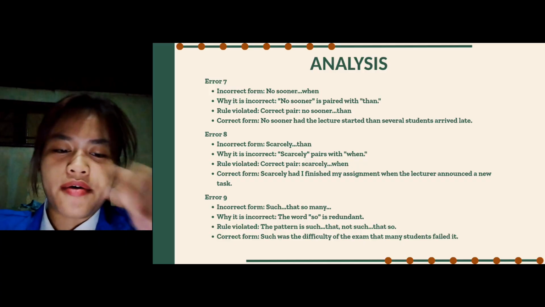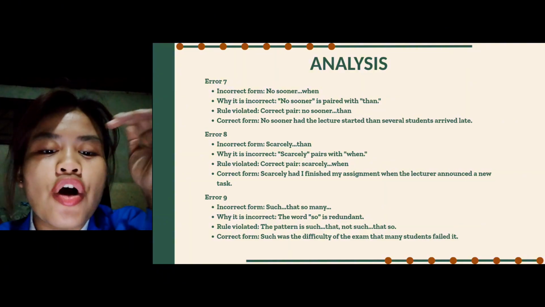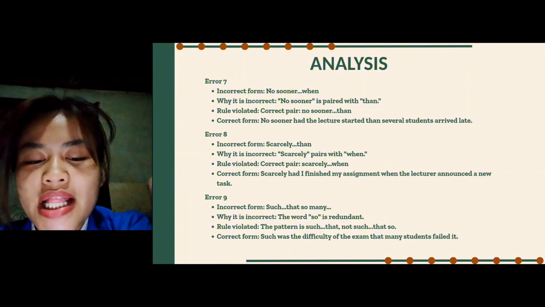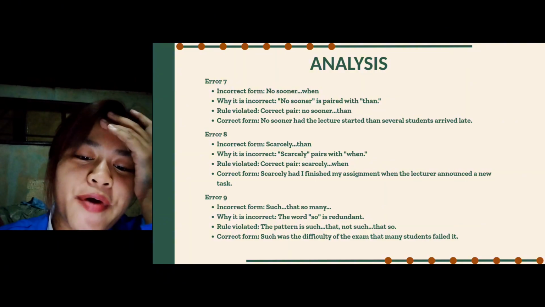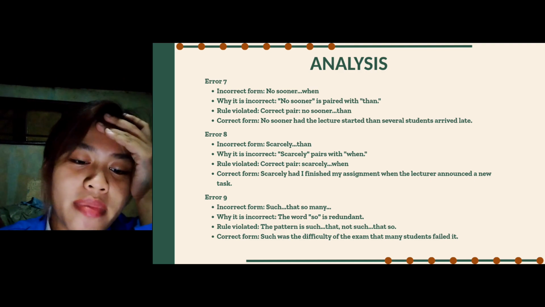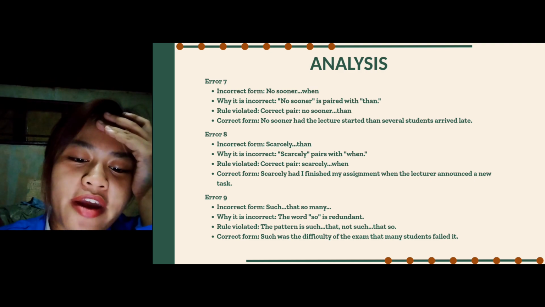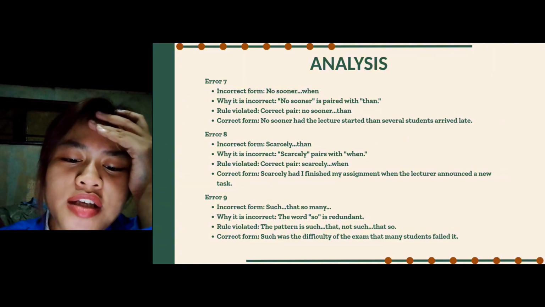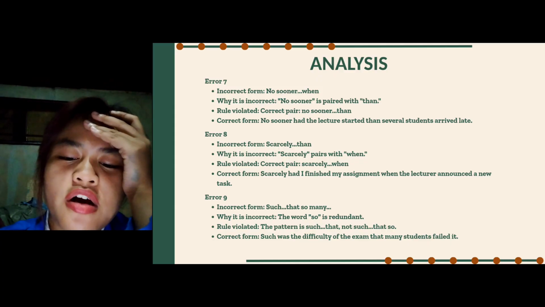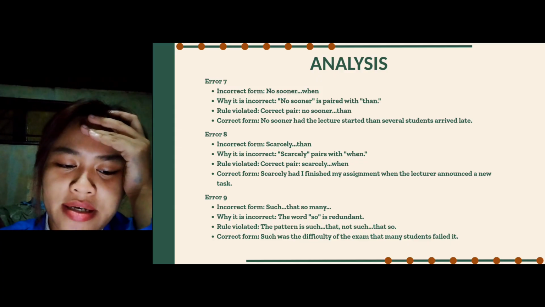The 8th error. Incorrect form: scarcely then. Why is it incorrect? Scarcely pairs with when. Rule violated. Correct pair: scarcely when. Correct form: scarcely had I finished my assignment when the lecturer announced a new task.